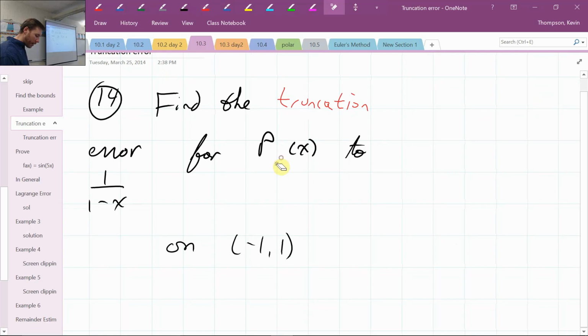If I look at this, that's P9 of x. I'm looking for the polynomial that corresponds to 1 over 1 minus x. This is one to know. We saw this the other day, actually, when we were talking about what kind of series. Power series, specifically what kind of power series. This is actually geometric.